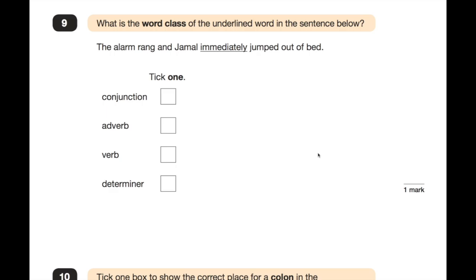Number 9, what is the word class of the underlined word in the sentence below? So looking at the word, it says immediately. Now, it's describing how Jamal jumped out of bed. Jumping is the verb, and if it's describing the verb, then we know that it's an adverb. So that one's the right answer there.